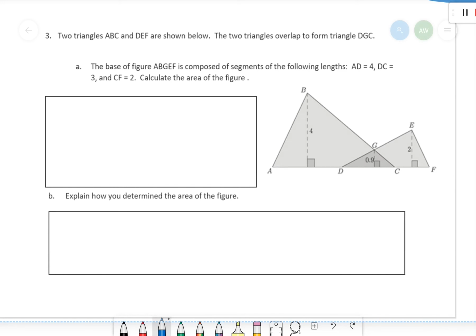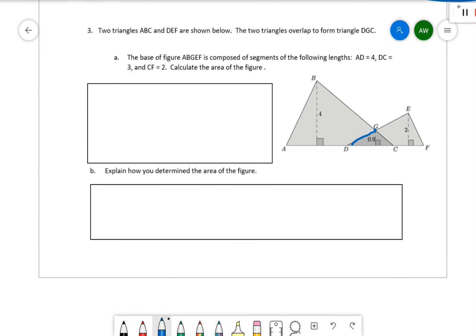Two triangles ABC and DEF are shown below. The two triangles overlap to form triangle DGC. What this is saying is we have this small triangle here that's overlapped, so it's in both of the larger triangles. So we have a little bit of a problem where if I were to find the area of this large triangle, and then if I were to find the area of this medium-sized triangle, and if I just added them together, I've counted this middle part twice.